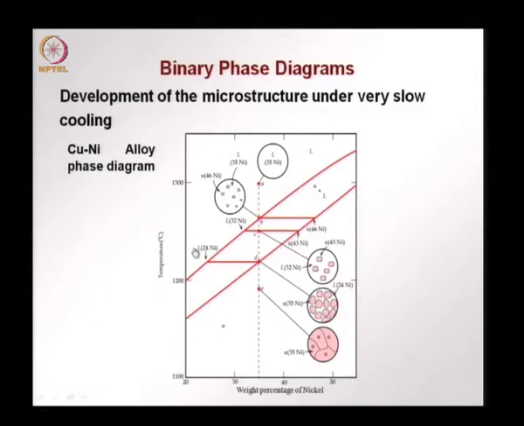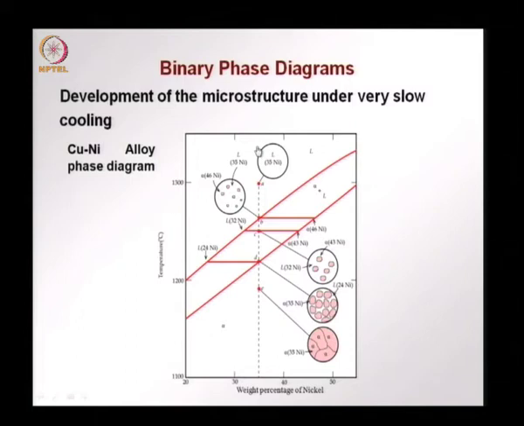This top region is the liquid phase region. Here at the bottom we have the alpha solid phase region. So, let us take the case of an alloy with 35% nickel, 65% copper, and we have a melt, and we see how the microstructure develops in this case when the temperature keeps dropping very slowly.